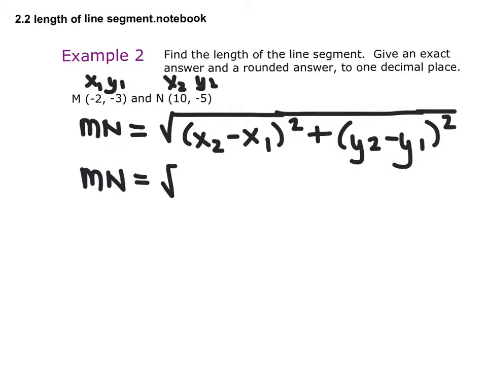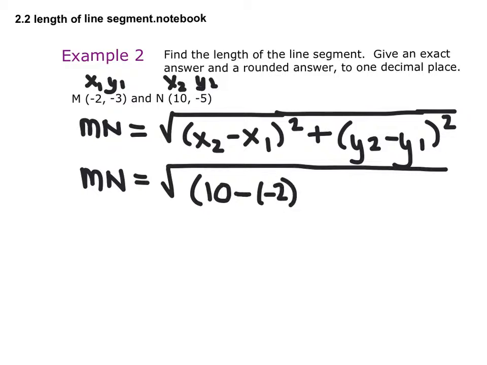So what we're going to do now is plug those values into the formula. So x2 is 10, subtract -2. Just remember, put the subtraction, put the -2. If you'd like to convert it right away, go for that. I'm fine with it, but don't make mistakes with the 2 negative values. Plus -5 minus -3 squared.